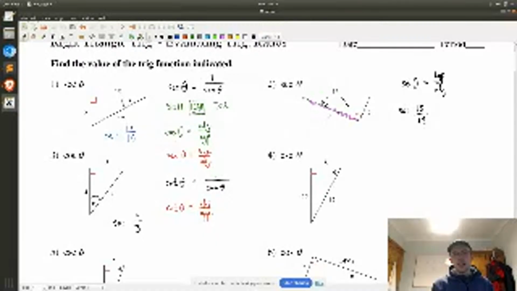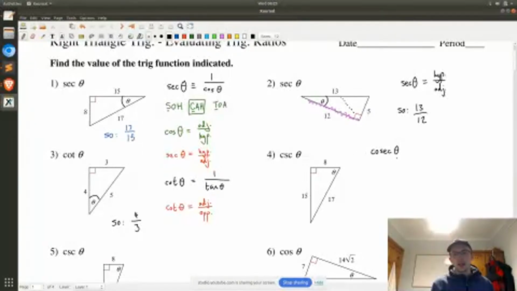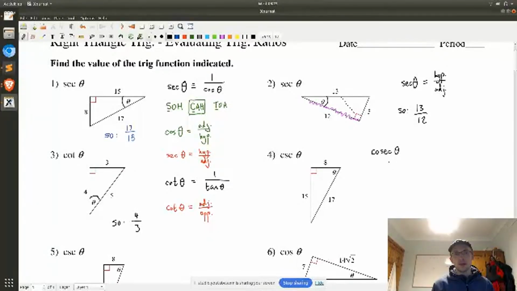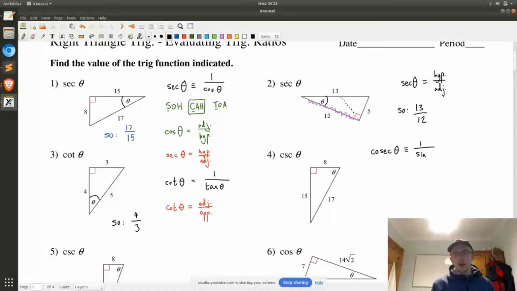Next, CSC of theta. What on earth does that mean? That is the cosecant of theta. Sometimes you will see it written like this, cosec theta, and usually it is read aloud as cosec theta, but it is the cosecant of theta. And the cosecant of theta is defined to be 1 over the sine of theta.